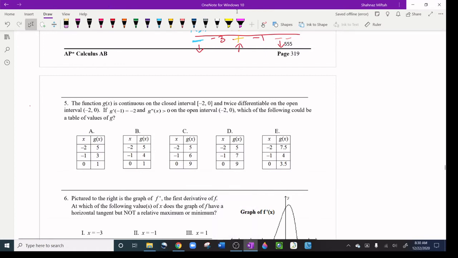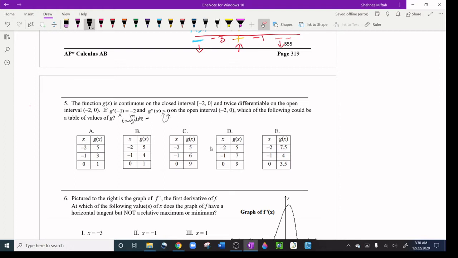Okay, question number 5. They are giving me some tables right there, and this is all the g function, like the originals, and they are continuous on negative 2, 0, all of them. And their g prime of negative 1, which is x value negative 1, their slope is negative 2, which means tangent slope is supposed to be negative. So tangent slope is negative. Okay, the double prime is greater than 0 means it's concave up.